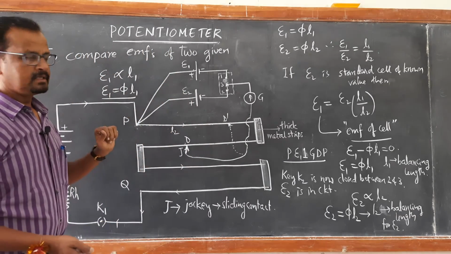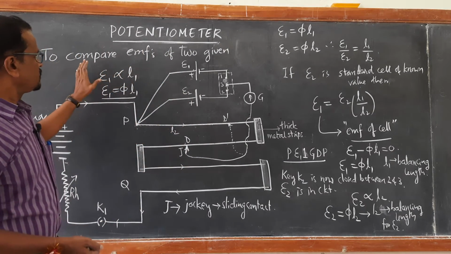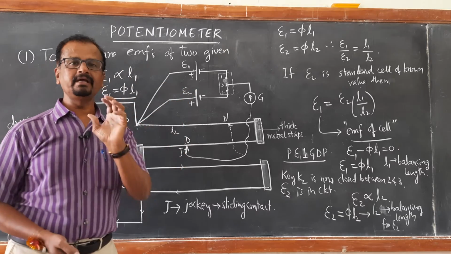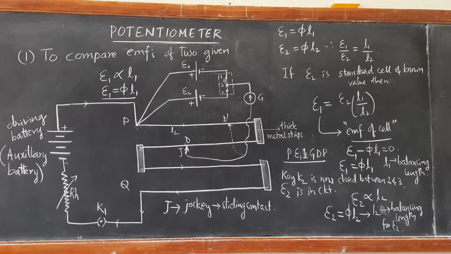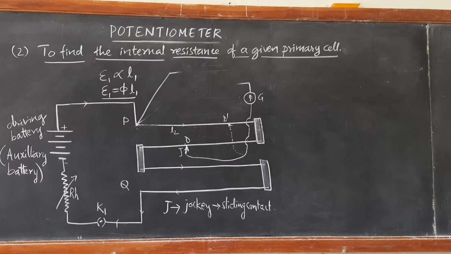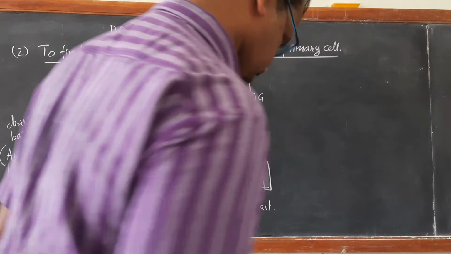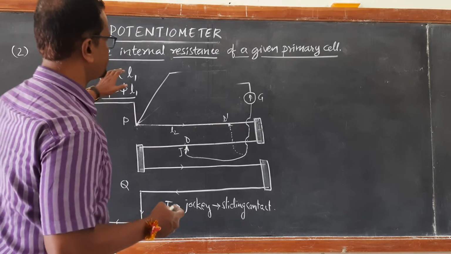Okay, this is one experiment which we are going to do in our laboratory, that is comparison of EMFs of two cells. The next one is to find the internal resistance of a given primary cell. So now the second experiment is to find the internal resistance of a given primary cell.